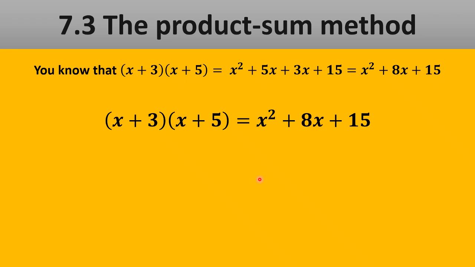Well, we're going to use this method for cases like this. Remember, if you have something like this with brackets, we learned that we can multiply out the brackets using the so-called parrot's beak method. Well, that's how I called it, right? I said to do x times x plus x times 5 plus 3 times x and 3 times 5. That gives me x squared plus 5x plus 3x plus 15. Adding up the like terms gives me x squared plus 8x plus 15.